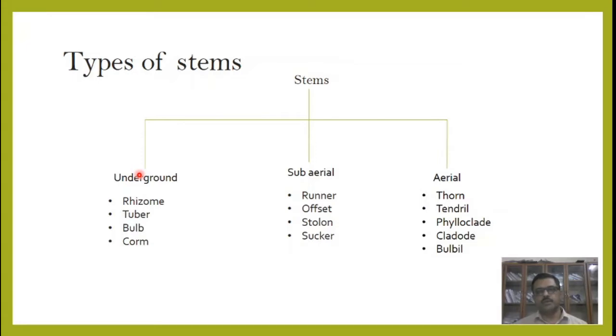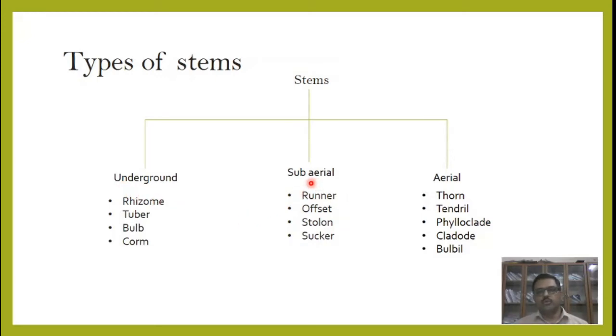These underground stems remain in the soil and can give rise to new leaves and sustain the plants. So this is perennation. Then it can be used for the storage of food, and also underground stems can be used for vegetative propagation.